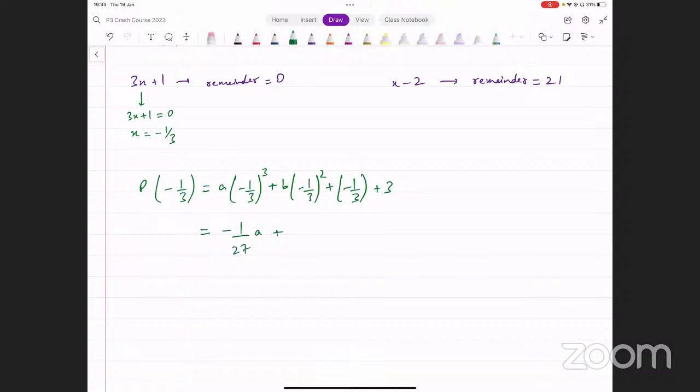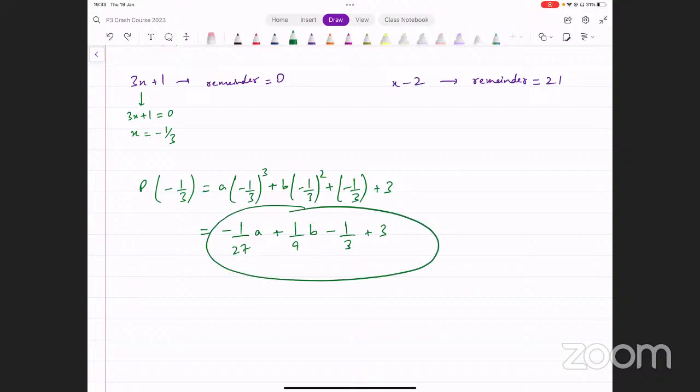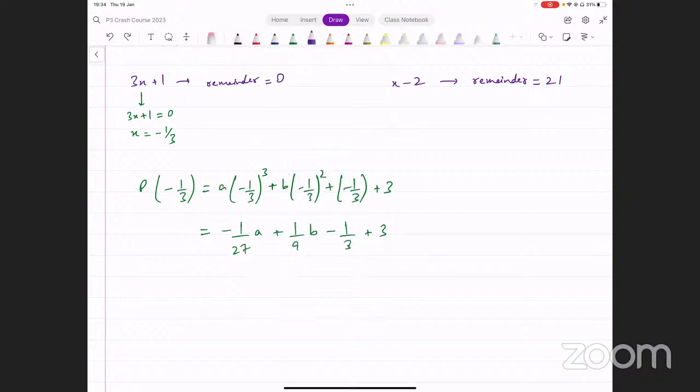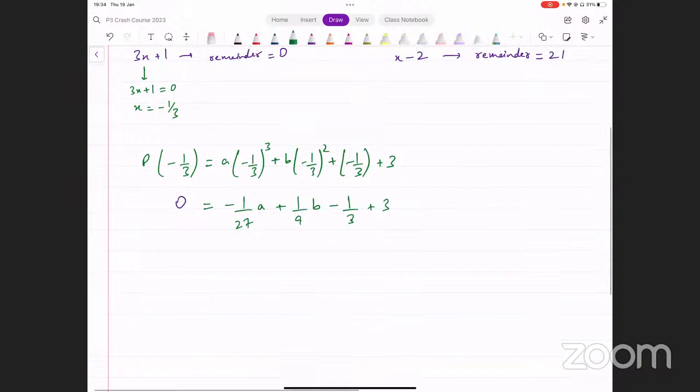Minus 1 over 3 whole square, that's 1 over 9. So that's 1 over 9 times, sorry, b. Minus 1 over 3 plus 3. Now, this is the remainder, right? So we're inputting minus 1 over 3. That is going to give us the remainder. But they've also told us that the remainder is 0. So what we do is we put this equal to 0. Because the remainder has to be 0, right? So we put this whole expression equal to 0.